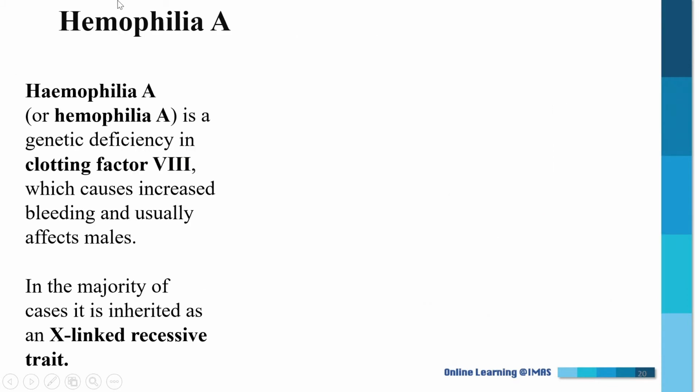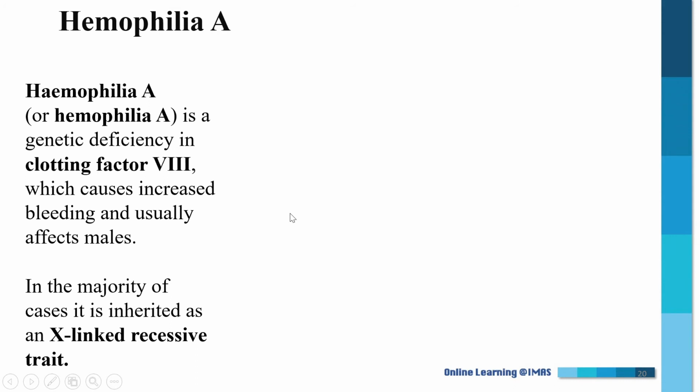The second example is hemophilia A. So what is hemophilia A? You can write hemophilia either way, with the AE or E. It's a condition where people have a deficiency in clotting factor 8, which causes increased bleeding, and it usually affects males. Why? Because the gene is located on the X chromosome. In the majority of cases, it is inherited as an X-linked recessive trait. So it's recessive: the normal allele is dominant over the mutated allele.